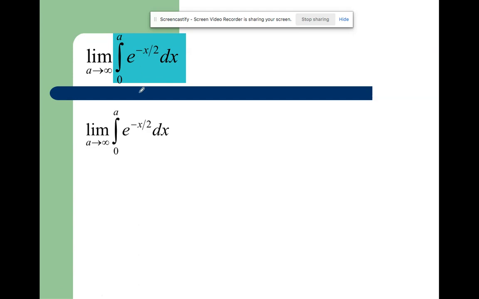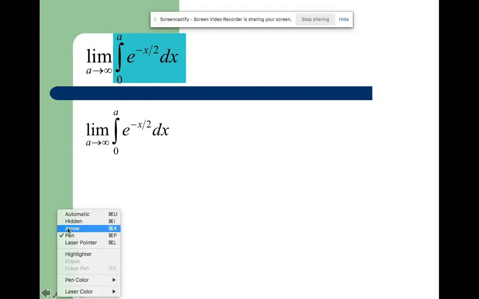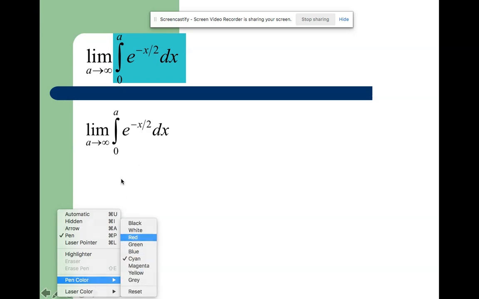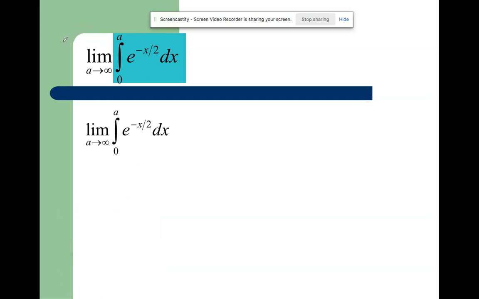So I saw my improper integral first. Step 1: recognize that this started out as an infinity. Shouldn't have covered it up. So step 1, recognize improper.